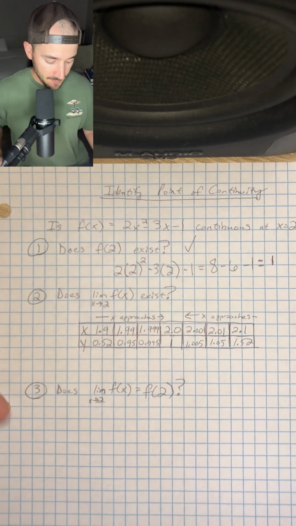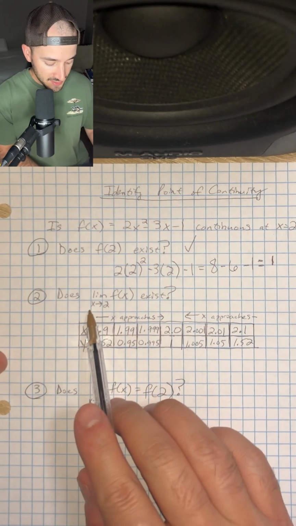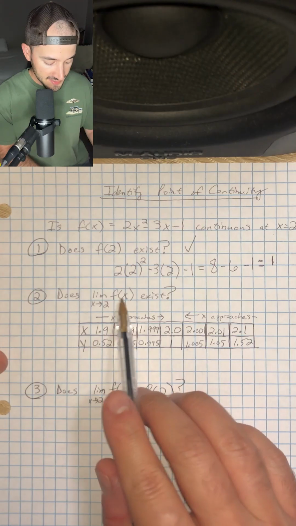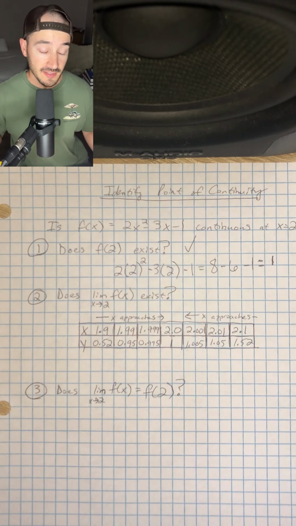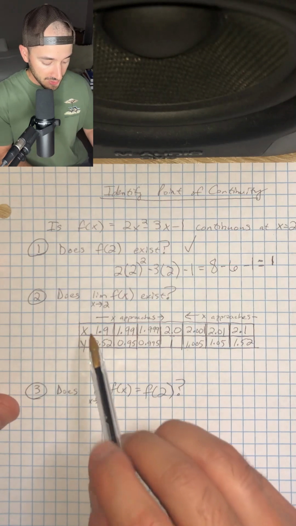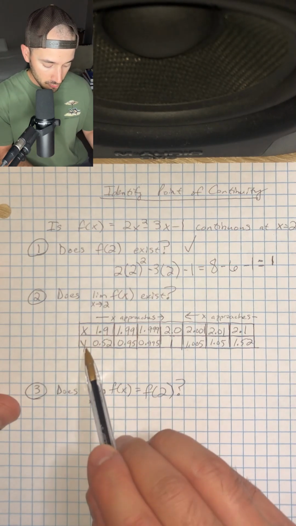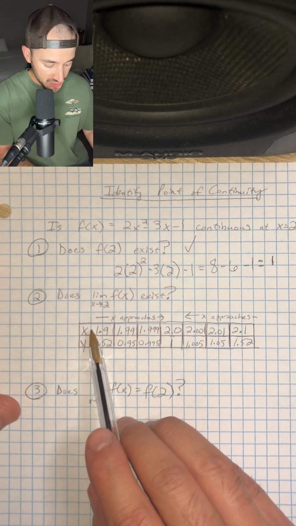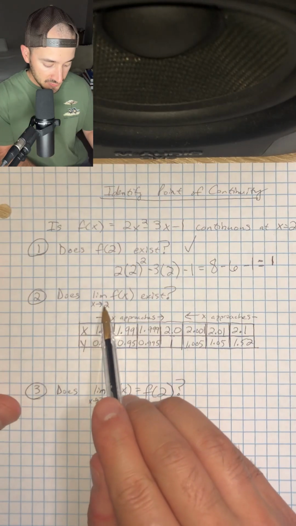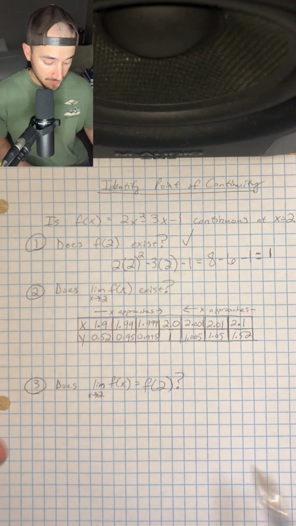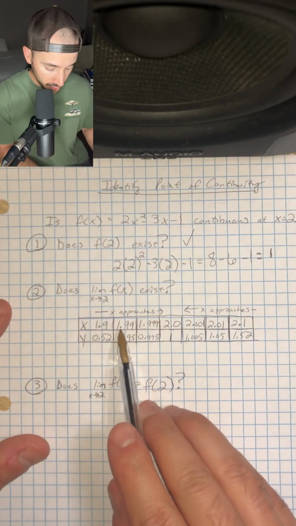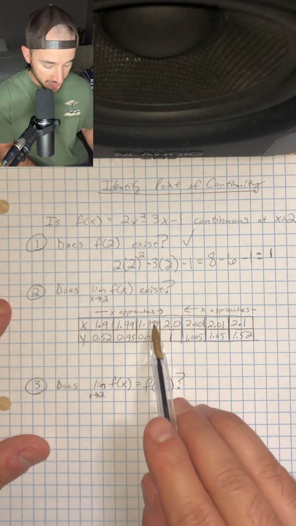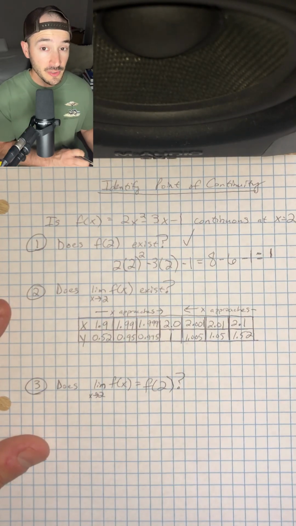Now, the second step is: does the limit as x approaches 2 of f(x) exist? Is there a limit? The way that we're going to check this, and I've already done it for you, but if you make an xy table, we are going to check as x approaches 2 from both sides and plug in x values such as 1.9, 1.99, and 1.999. So we're getting closer and closer to 2.